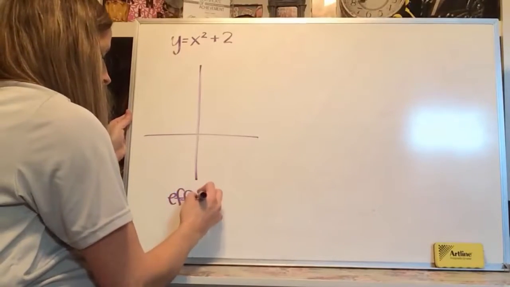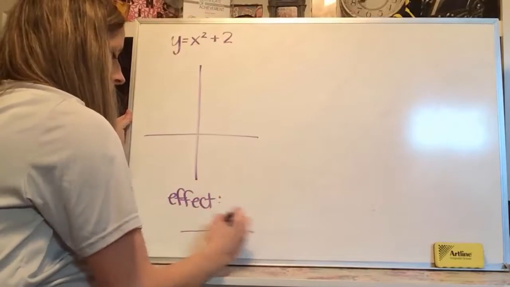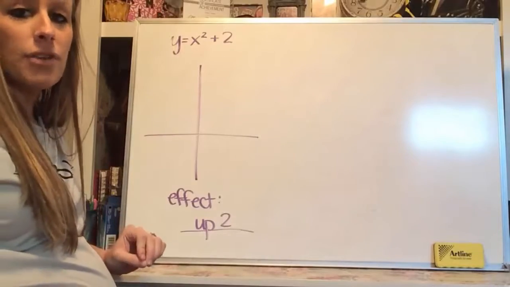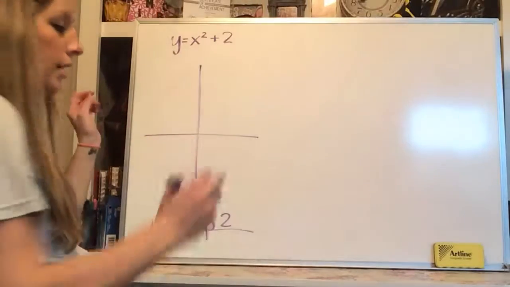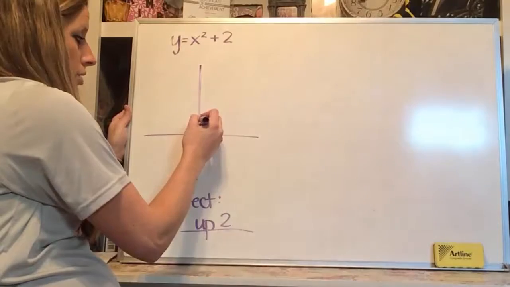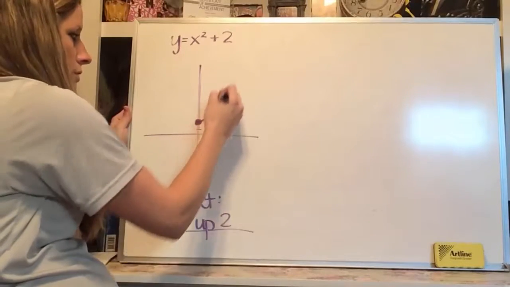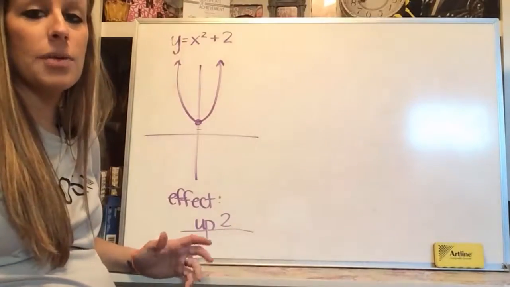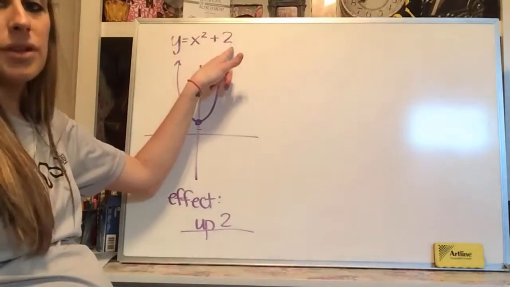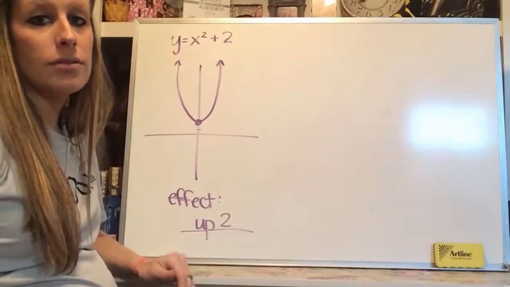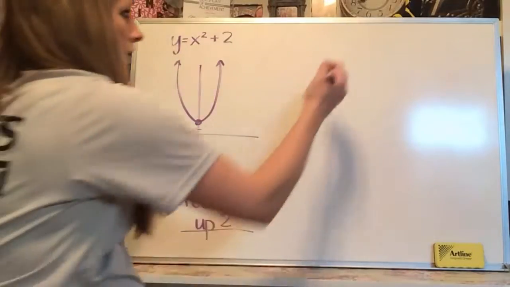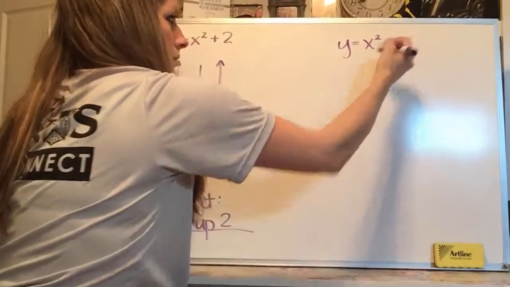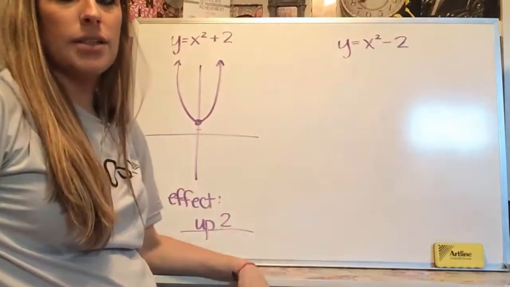So the effect would be that it moves up 2. So I'm going to take my vertex, which is normally at the origin, and I'm just going to move it up 2. So 1, 2. So remember, if you have a number outside the parentheses, it's going to move it up or down. Okay? And this works for all functions. Even square root, like we're about to talk about.